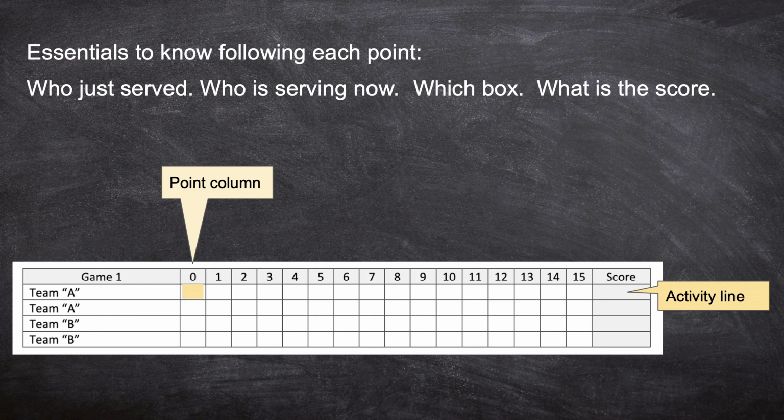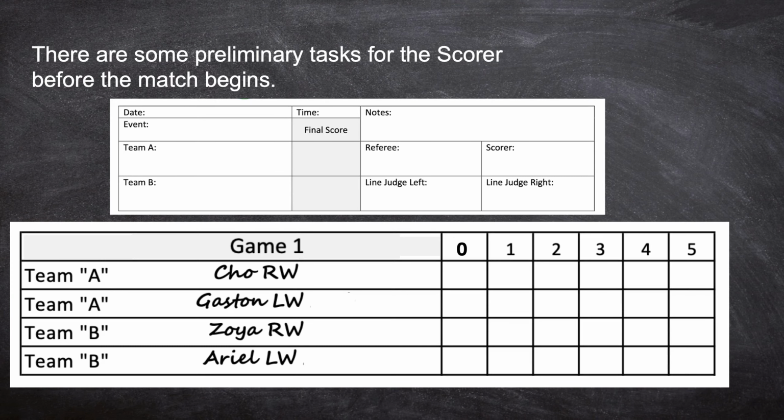The essentials to know and record for each point are who just served, who is serving now, which box, and what is the score. As a side wins points, their entries move along the point columns to show their score and box. There are some preliminary tasks for the scorer before the match begins.